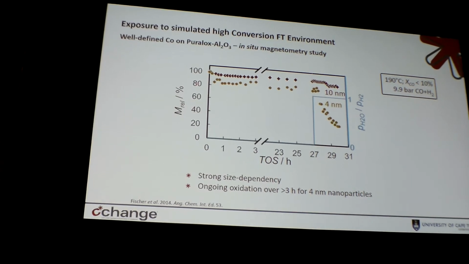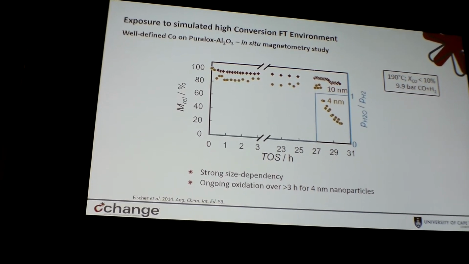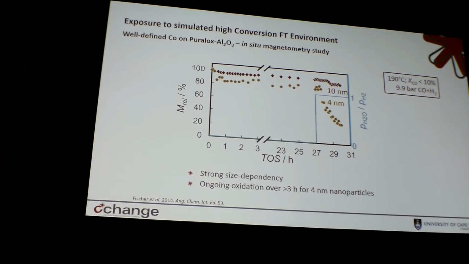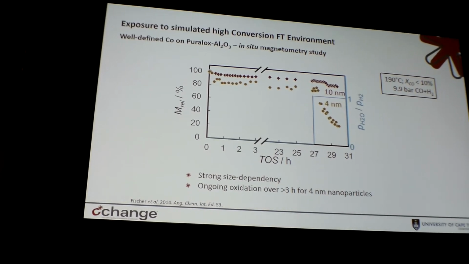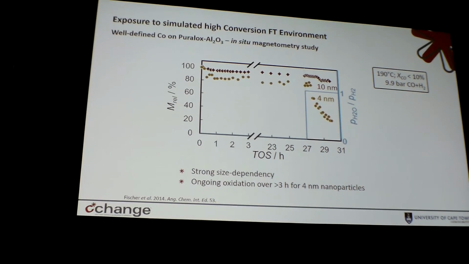You can see no change of magnetization basically, and here, upon introduction of 6 bar of water on top of the 10 bar, which mimics around about 2/3 conversion, or 67%, you can see that the small crystals are oxidizing and the large ones are relatively stable.